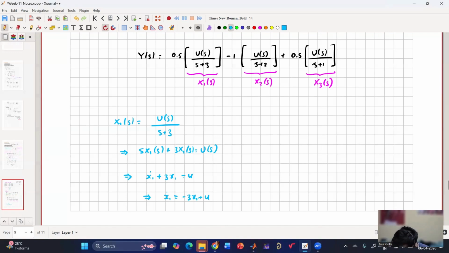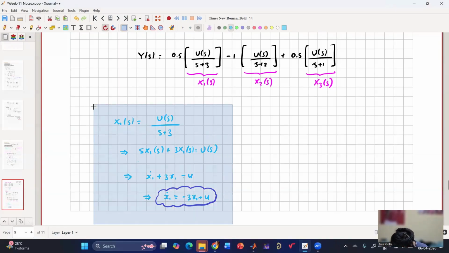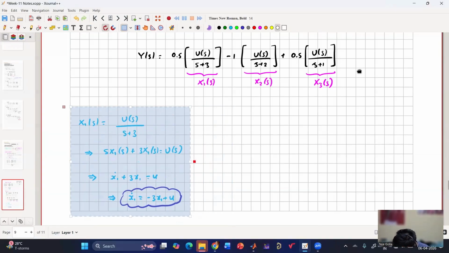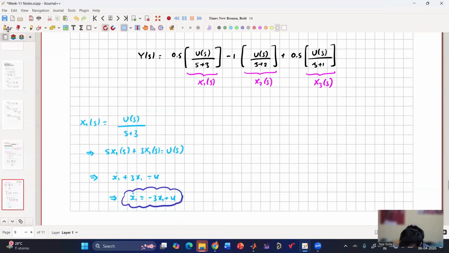So I have directly gotten the equation because it is a first order. So my x1 dot is obtained as minus 3 x1 plus u. Similarly, I can do for the other two. So let me move this to the side a little bit.